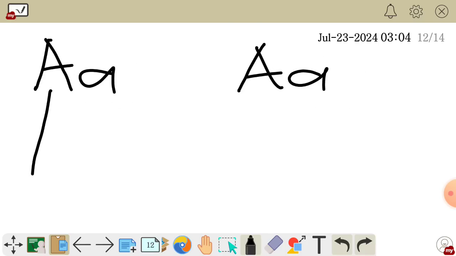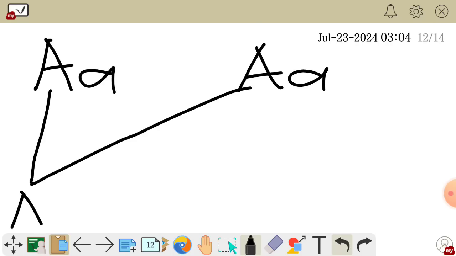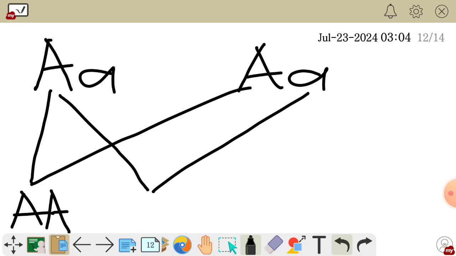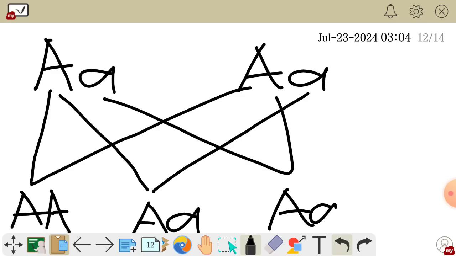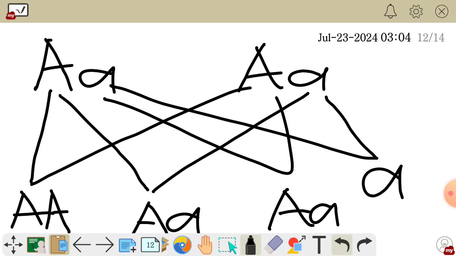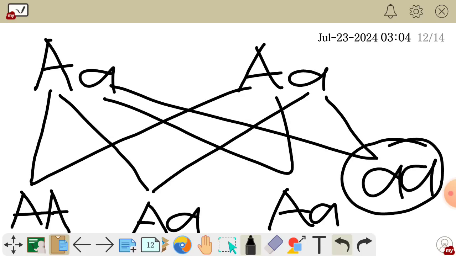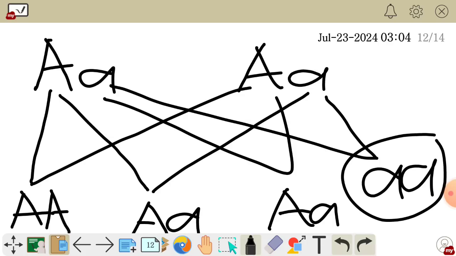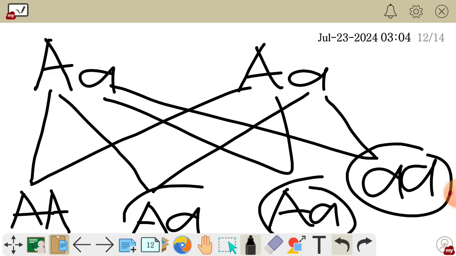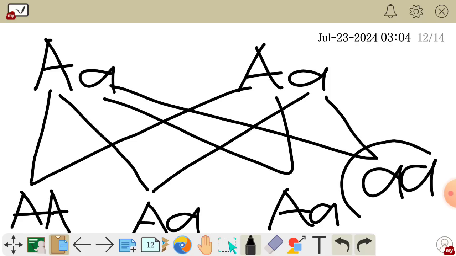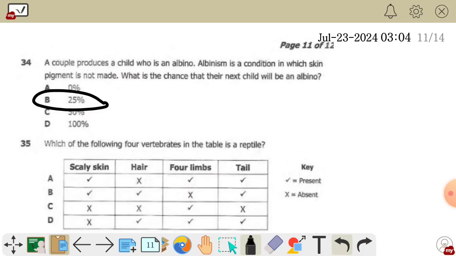So when we cross these, we are going to have a normal child with capital letter A's. If we cross that one with that, we are going to have a carrier child. Then this one with this, we are going to have a carrier child. Then this one with that one, we are going to have an albino. So the percentage chance out of 100 is 25. So 25, 25, 25, 25, we make 100. Out of 100, we only have 1/4, which is 25. So the correct answer here is 25, which is B.